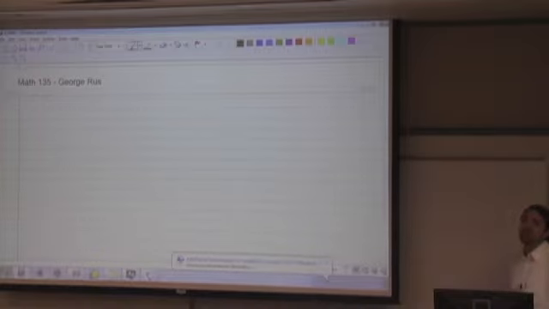Since we're going to look at derivatives, what are some applications of derivatives? A lot of them. Today we're going to start talking about derivatives, and you'll learn the first actual geometrical interpretation of derivatives.